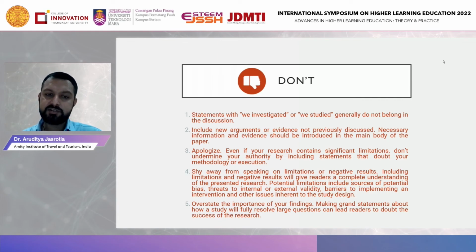Including limitations and negative results will give the reader a complete understanding of the presented research. The reader will understand that what the author was trying to say in the beginning turned out not to be true, and it is okay. That will make the reader understand the complete story. Potential limitations can help other researchers in future to try to avoid them. It can guide other researchers also, right?